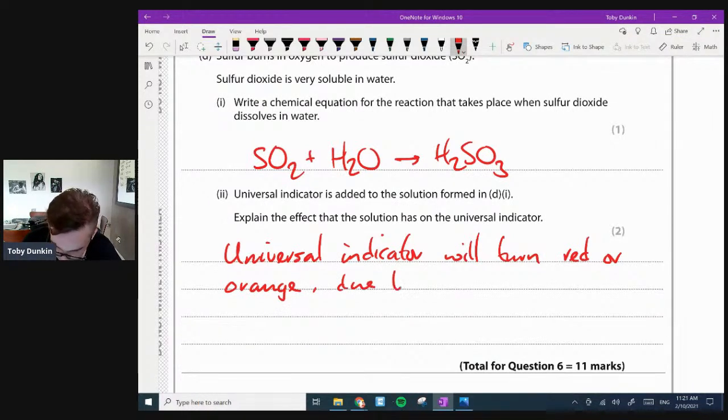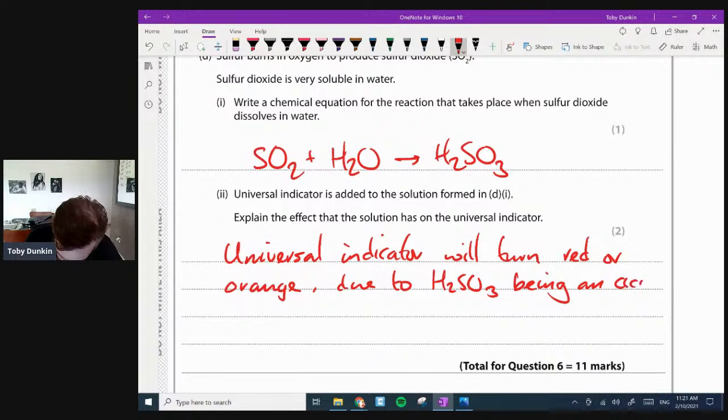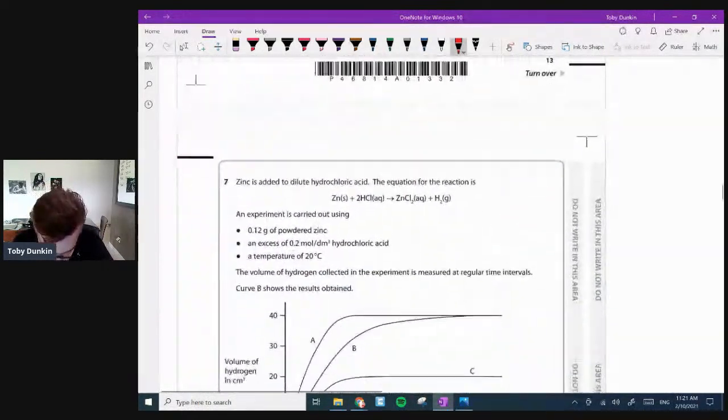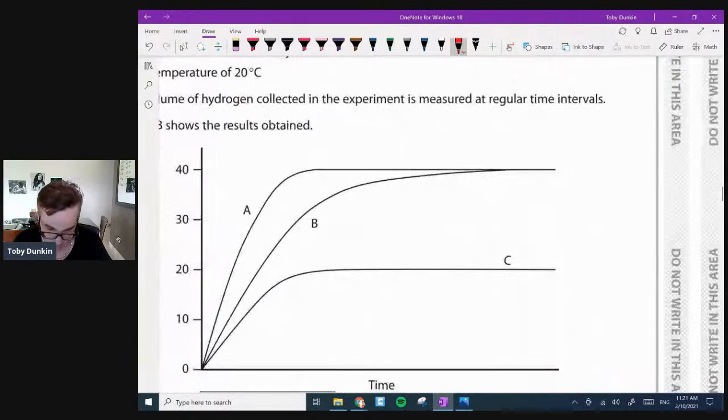Due to H2SO3 being an acid, and releasing H+ into water. Perfect. Definitely going to get us the mark there. Right, into rates. Love this.